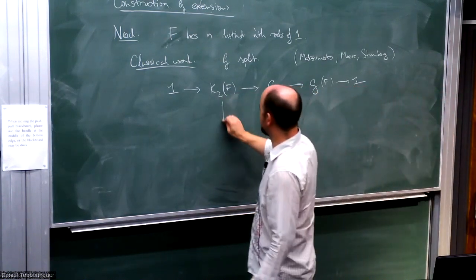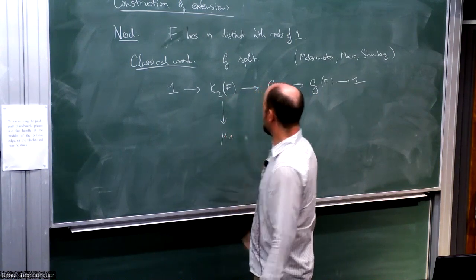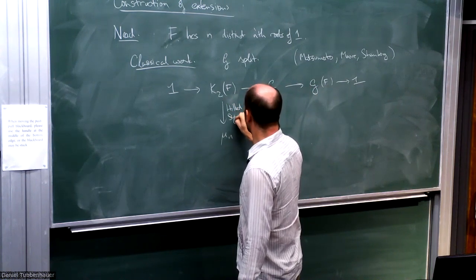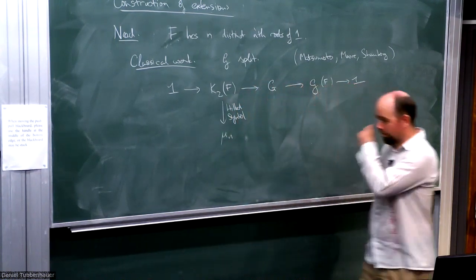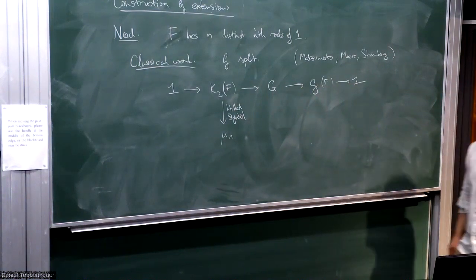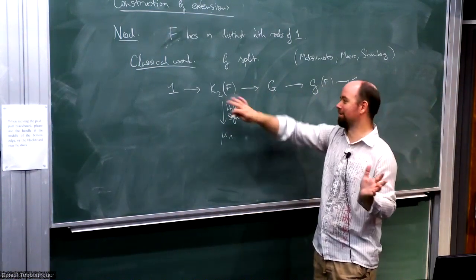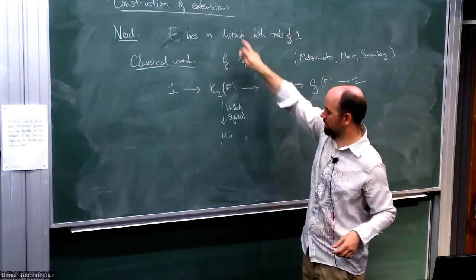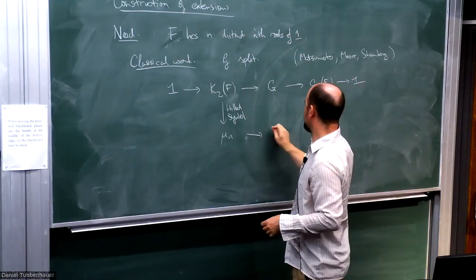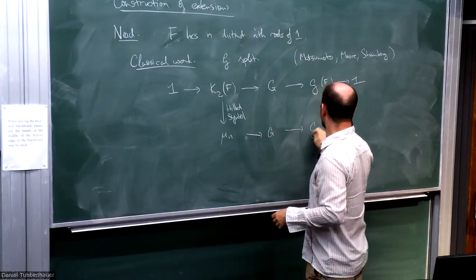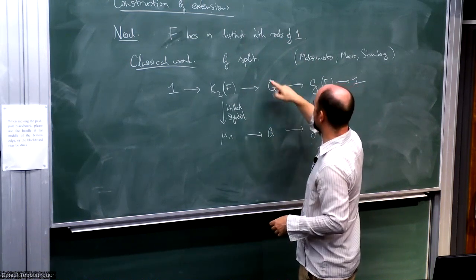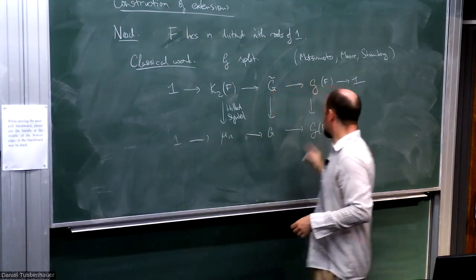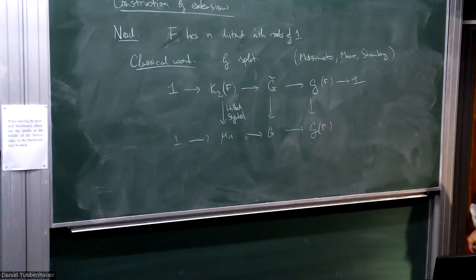And then you can push forward this using the Hilbert symbol. One way to think about the Hilbert symbol is as a map from K2 of F to mu n, which definitely requires this assumption. And then you can push forward, which would, I guess, be a different G. And you get some construction here.